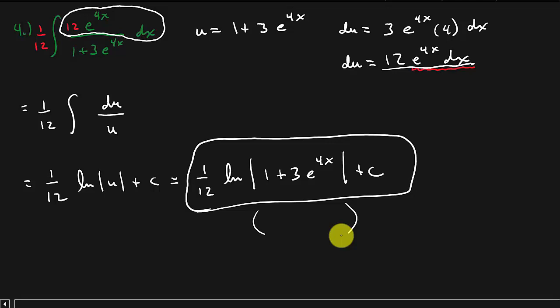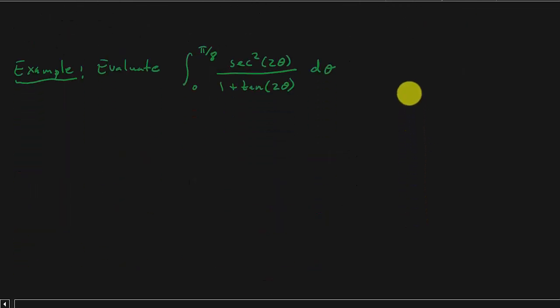But in this one you don't have to, and why is that? Because if you look at this, you see the e to the 4x, that's never going to be negative. This right here, this 3e to the 4x will always be positive. And then if I take a positive number and add 1, that's always positive. So this will never be negative. So you could use parentheses if you wanted to. All right, let's look at the next one.